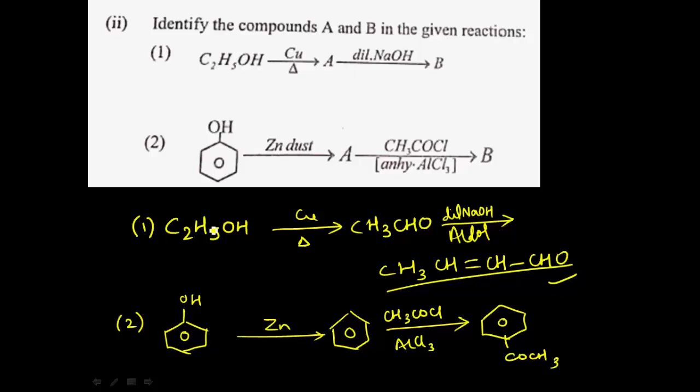Okay. The next one is phenol when reacts with zinc dust. This is a very popular reaction. ZnO is formed at the end along with benzene. Now when benzene reacts with CH3COCl in presence of anhydrous AlCl3, what happens is that the COCH3 group gets attached to the benzene ring. This is an example of Friedel-Crafts acylation where we use AlCl3. And the name of this product is acetophenone.